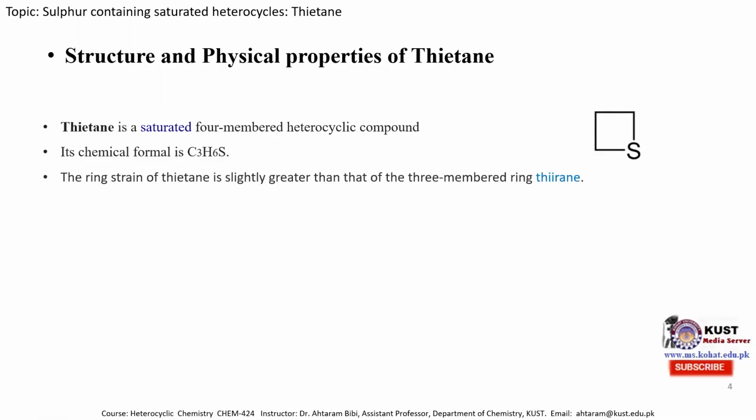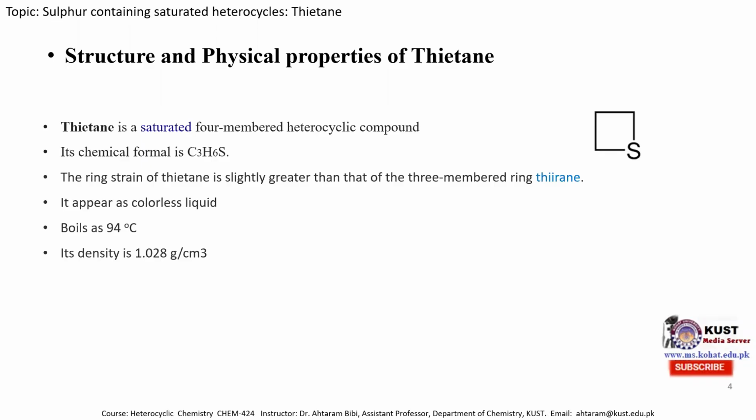The ring strain of Thietane is slightly greater than that of the 3-membered ring Thiirane, and its dihedral angle is 90. As one can see over here, this angle is 90, this one is also 90, and this one is also 90. It appears as a colorless liquid. It boils at around 94 degrees centigrade, and its density is 1 gram per cubic centimeter, so its density is approximately equal to the density of water. So this is about the structure and physical properties of Thietane.